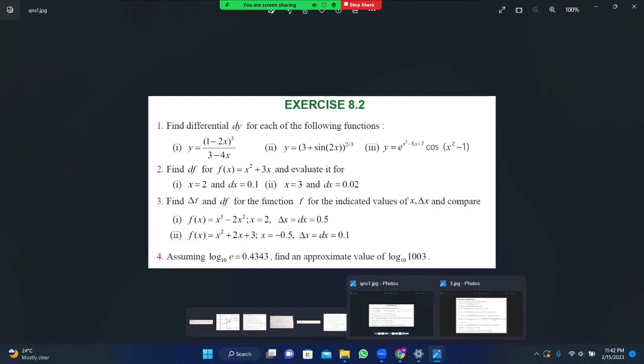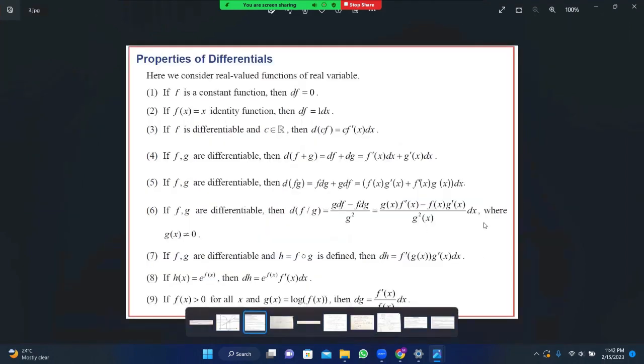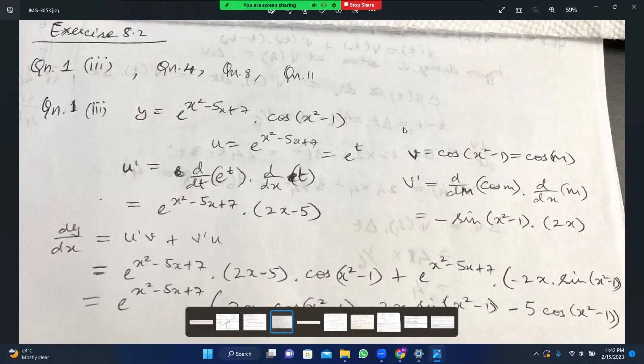So here we have the solution for the problem. What we do is we write this product y as u v. u is equal to e power x square minus 5x plus 7, which is equal to e to the power of t. So we define some variables, small u and small t. And then v is cosine of x square minus 1, which is given as cosine of m.